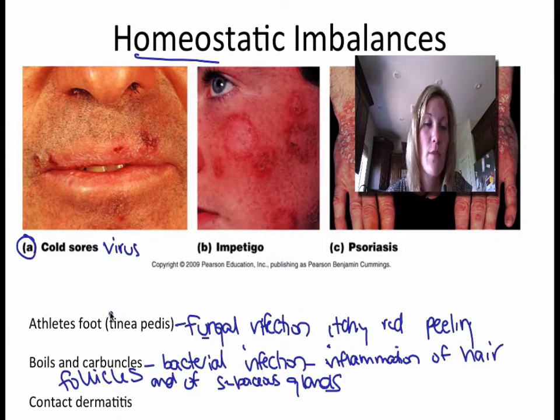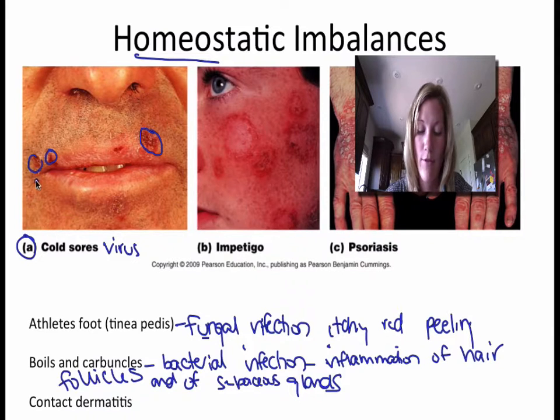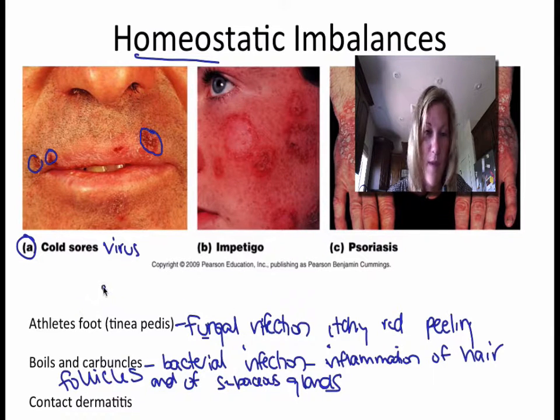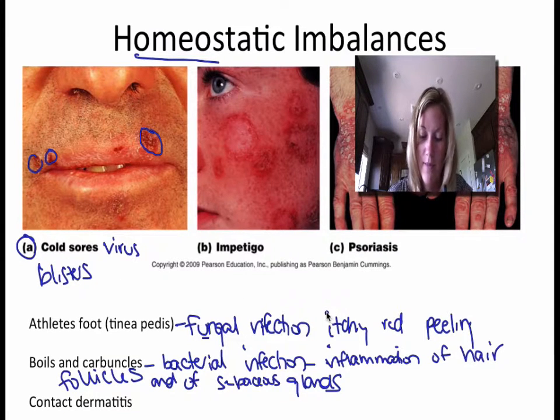So cold sores are caused by the virus, the herpes simplex virus, and basically they're going to form all of these sores around the mouth. So they're small fluid-filled blisters around the mouth. So maybe I'll just put blisters. Okay, then we move to, let's do impetigo next, I guess.